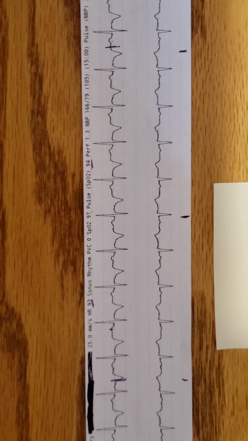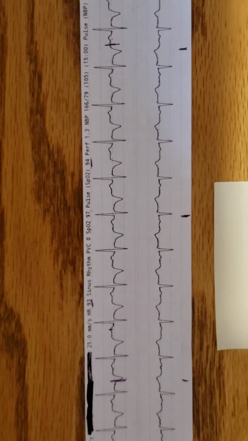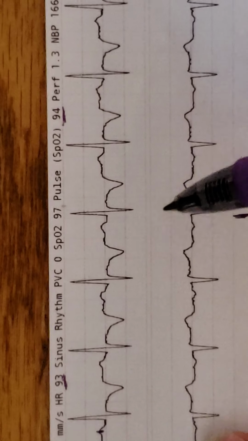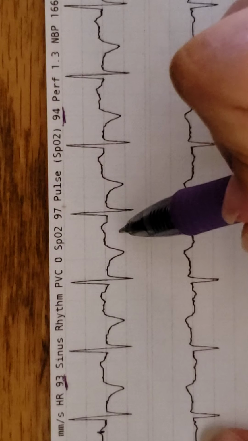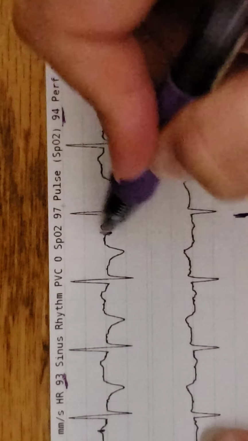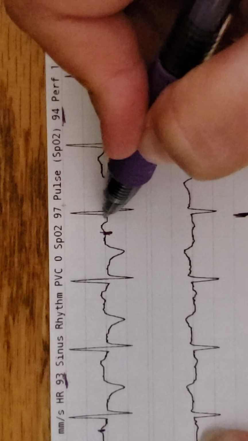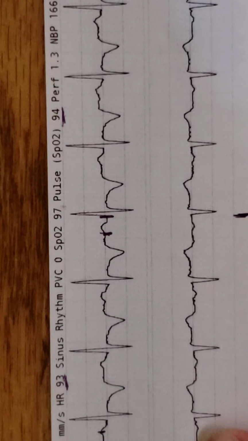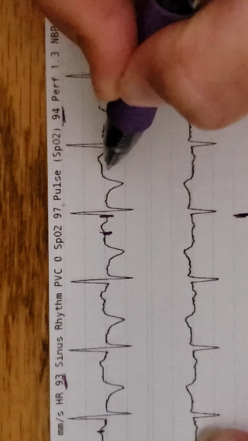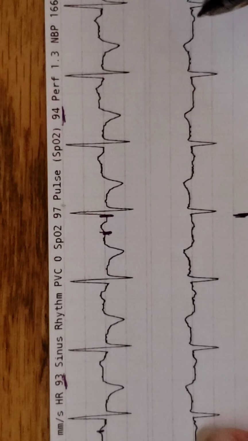Now we're going to look for our P waves and see, does each one have a P wave? So I'm going to zoom in just a little for this part, so we're only looking at a couple at a time. Like on this first one here, you can see a definitive P wave. It begins right here, and then that right there is the beginning of your QRS.